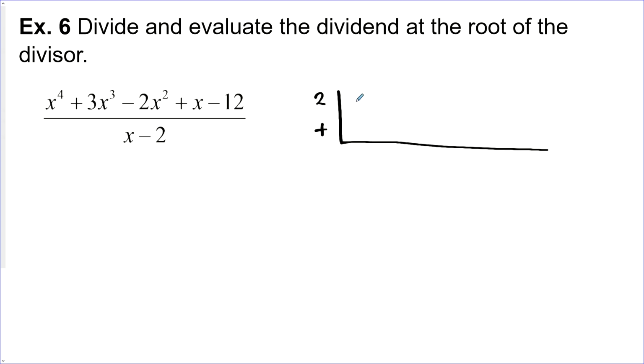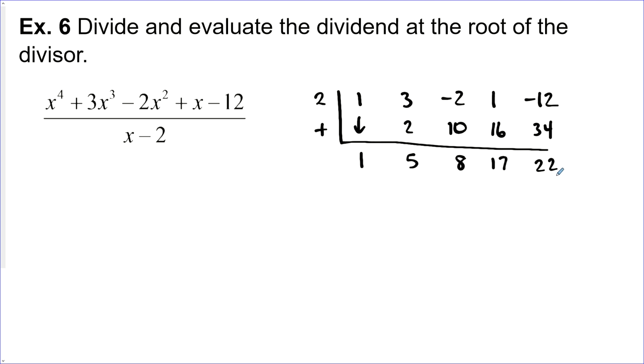All right, let's put in the coefficients in order. So 1, 3, minus 2, 1, minus 12. And the first step, bring down the 1, and then multiply, and then add, and multiply, and add, and multiply, and add, and multiply, and add, and then we're done, and we can interpret the answer.